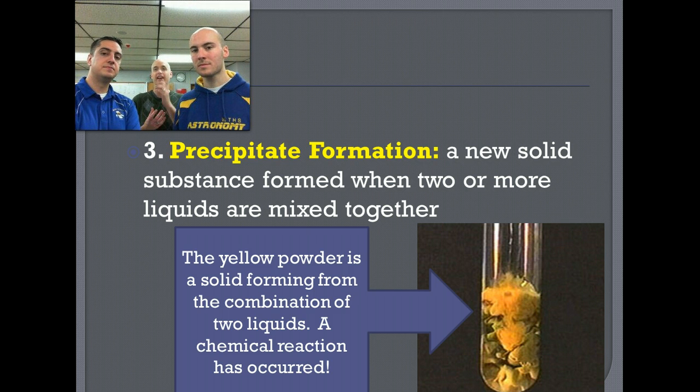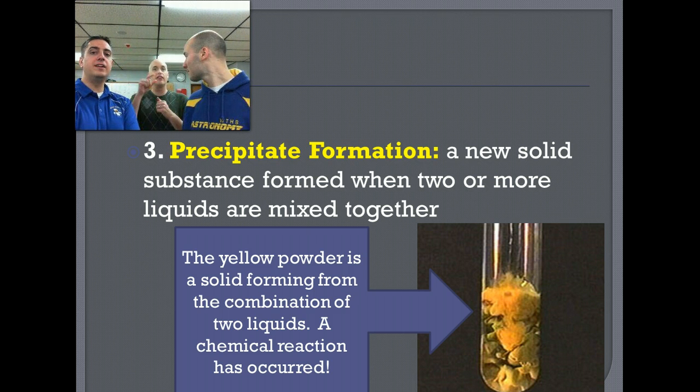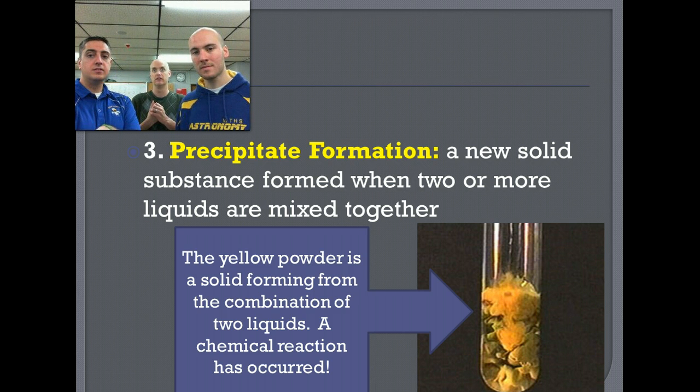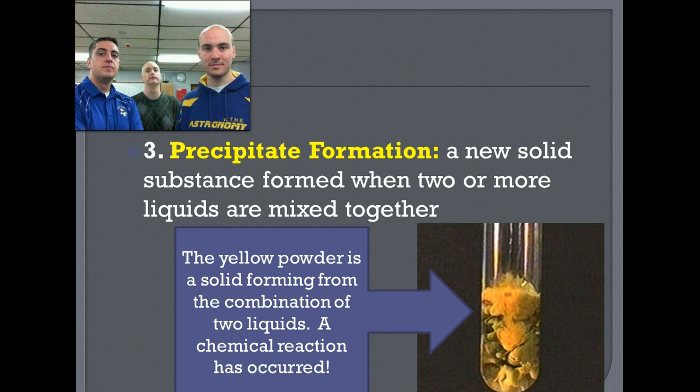At the bottom of your page, a little bit below these 4 things, guys, you're going to see a spot that says, what is a precipitate? Write it down. So one of the signs is forming a precipitate, and a precipitate is when a solid forms from 2 liquids. Write it. We'll wait. All right, that's plenty of time.